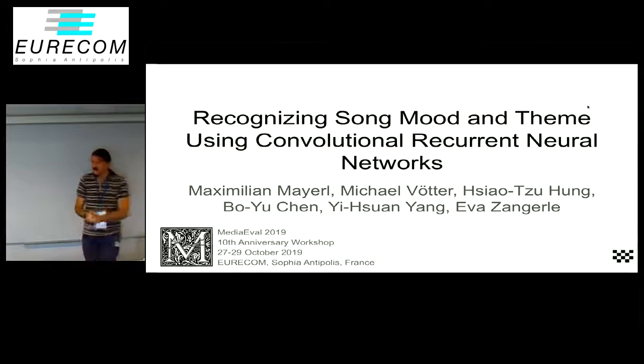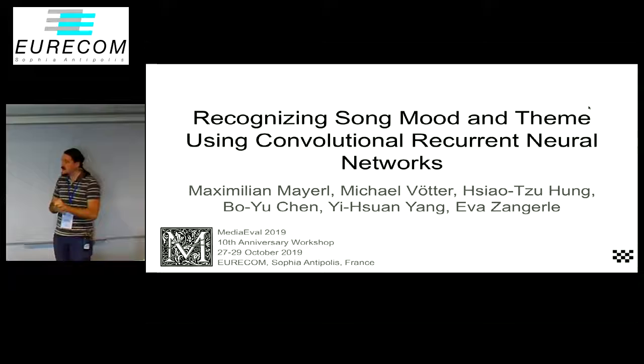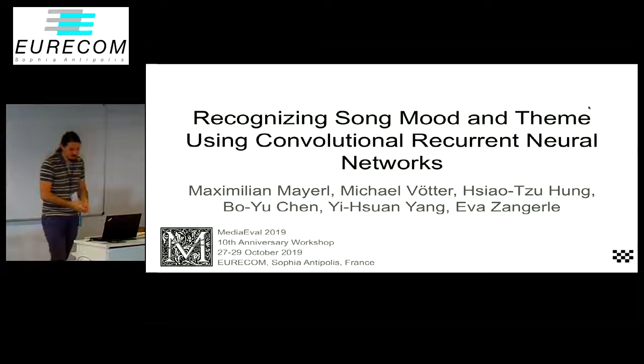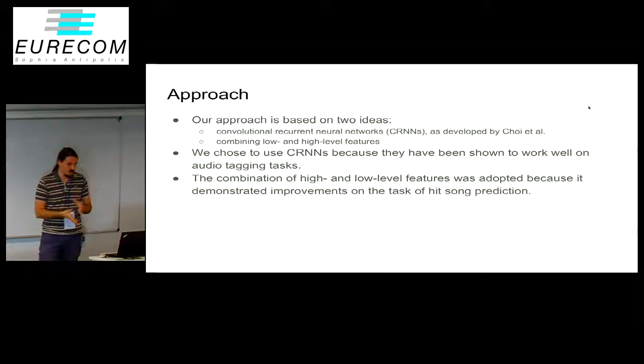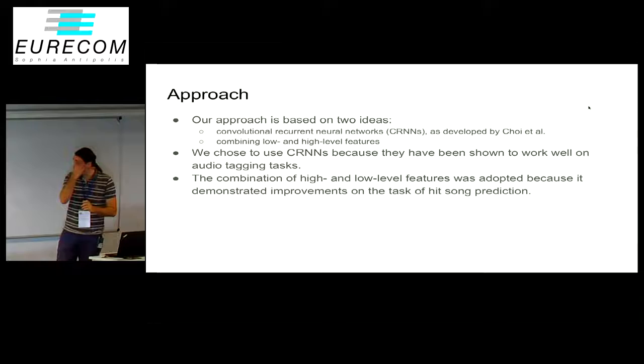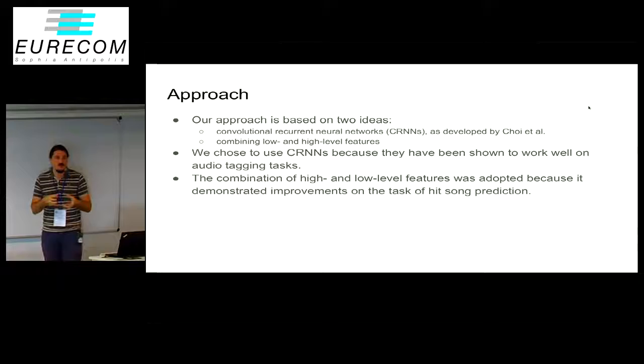I'm going to present our approach to this task, which we titled Recognizing Song Mood and Theme Using Convolutional Recurrent Neural Networks. As the name suggests, our approach is based on two central ideas, one of which is to employ convolutional recurrent neural networks, usually abbreviated CRNNs, as developed by Choi and colleagues. We decided to use CRNNs because they have been shown in the past to perform quite well on audio tagging tasks, which made them seem like a perfect fit for this challenge.